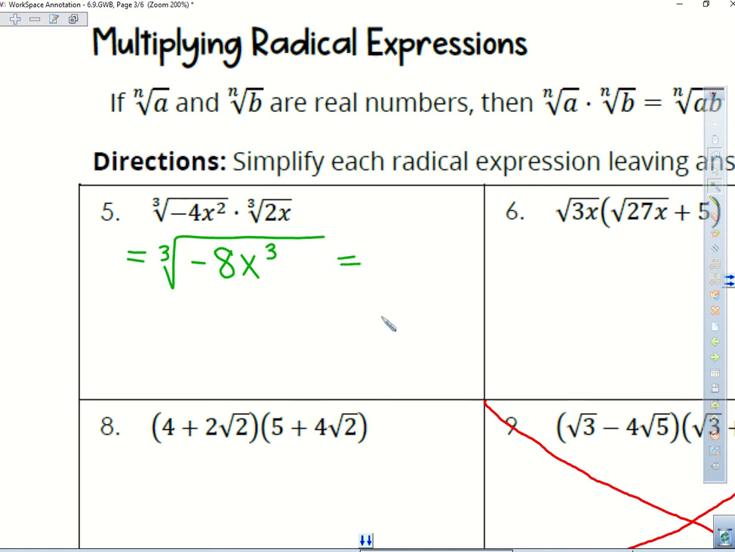-8 is a perfect cube. Anyone know what its cube root is? Not 2, but negative 2. Negative 2, yeah. And then what is the third root of x to the third? That's just x, because you divide the exponent by its index. And that's the final answer.